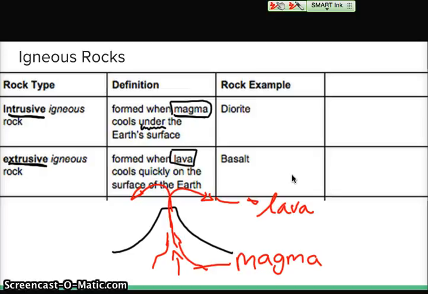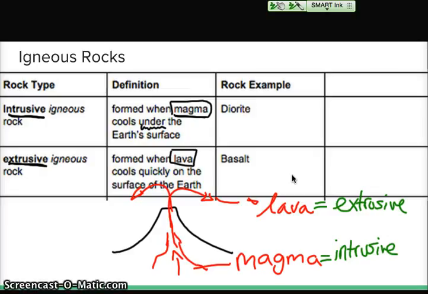Lava is going to be extrusive, okay? So I will jot that down for you here. So this equals extrusive. And the other, magma, will give you your intrusive igneous rocks. Intrusive. All right, so intrusive versus extrusive igneous rocks.